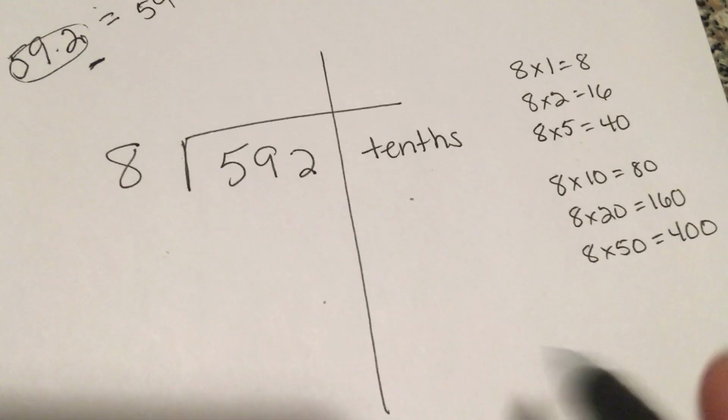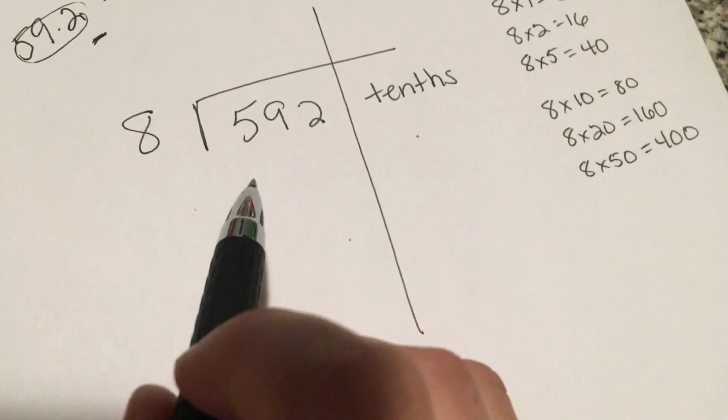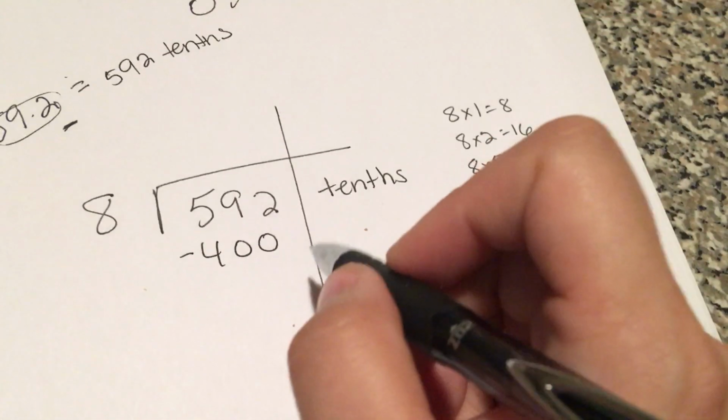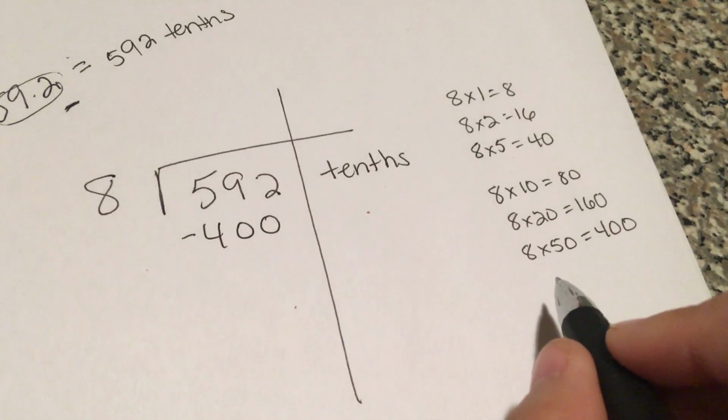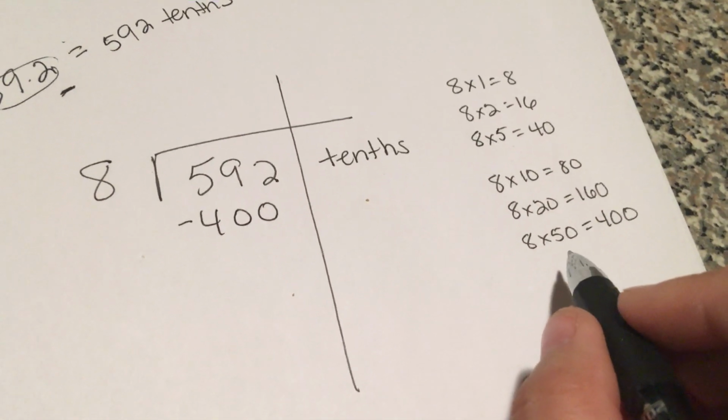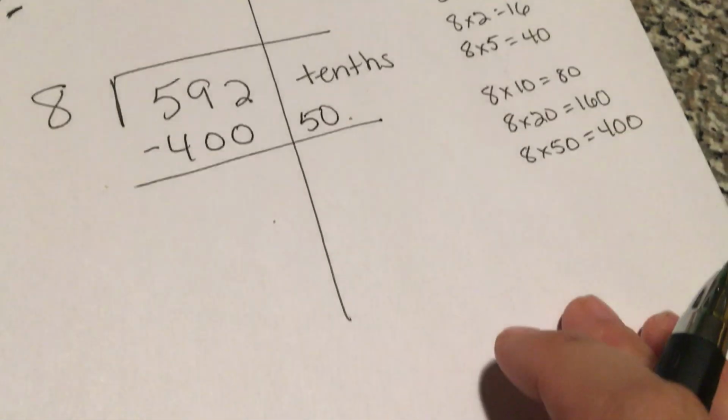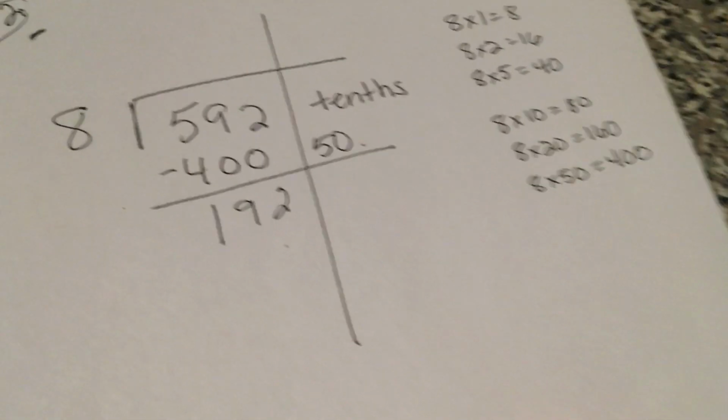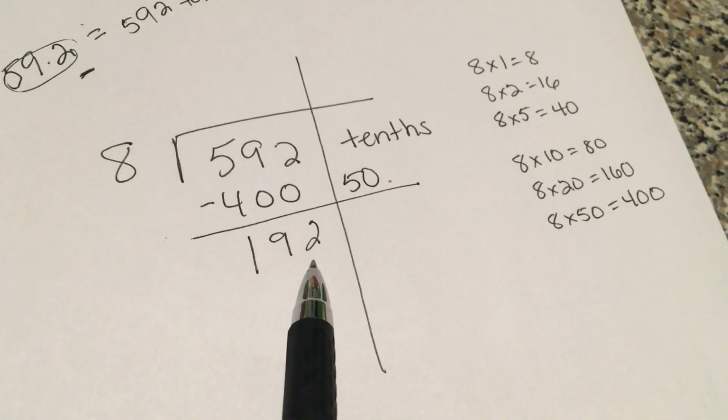So the first thing I'm going to do is subtract 400 from 592. Now when I do that, next to that 400 I subtracted, I need to write the number of how many times I just took 8s away. That was 50 times. Okay, now I subtract. 2, 9, 1. Okay, so now I'm working with 192.